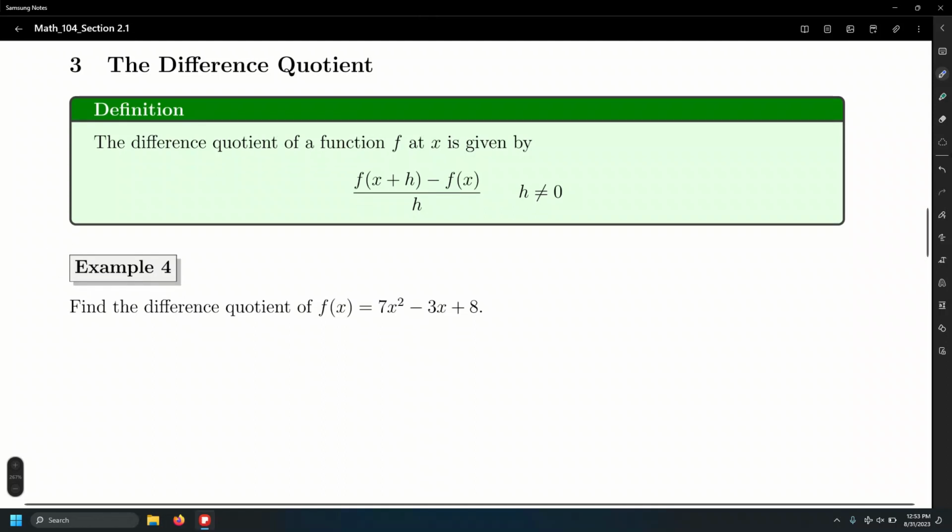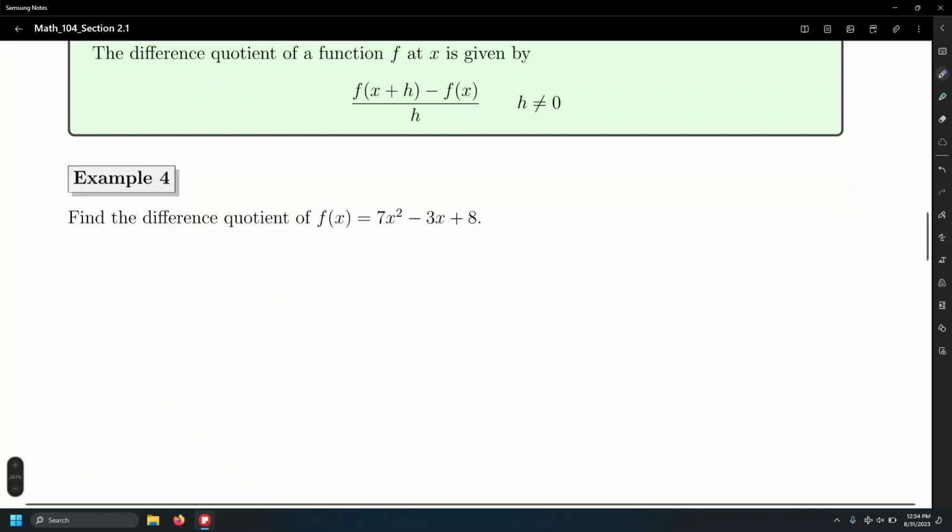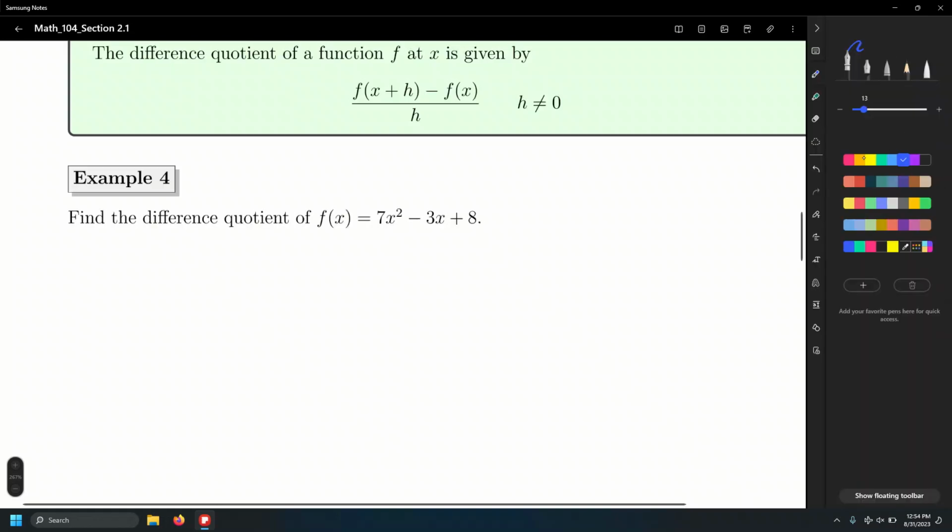So in this case, the difference quotient is defined by the function evaluated at x plus h, minus the original function, and then divide the whole thing by h. So we're going to evaluate the difference quotient for the given function right here. All right, 7x squared minus 3x plus 8. And let's see, number one, we need a couple of things in here. Number one, we need to evaluate f of x plus h on the one hand, and we also need the original function f of x. Right, so two quantities here.